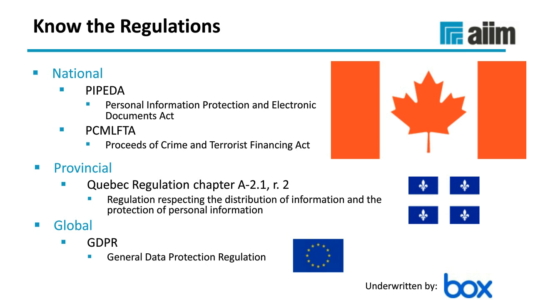Then there's provincial acts. One that I picked out was coming out of Quebec, which is the regulation chapter A-2.1, r. 2, which is the regulation respecting the distribution of information and the protection of personal information. So not only do you have to be aware of national regulations, but also provincial regulations, and in some cases local regulations. There may actually be regulations even more localized than the provincial regulations.